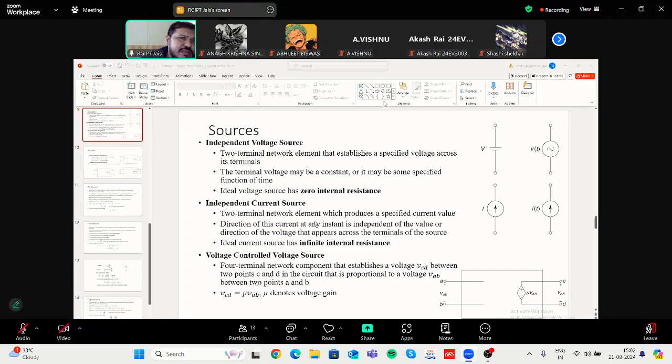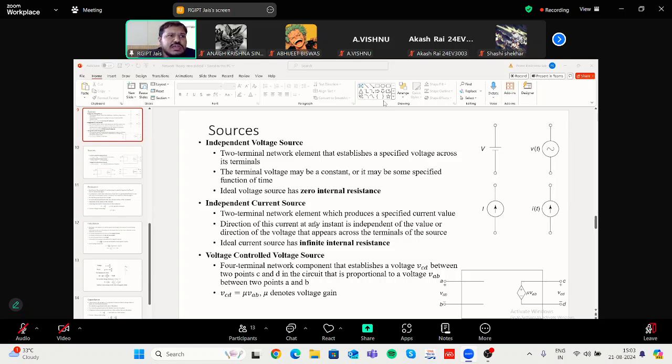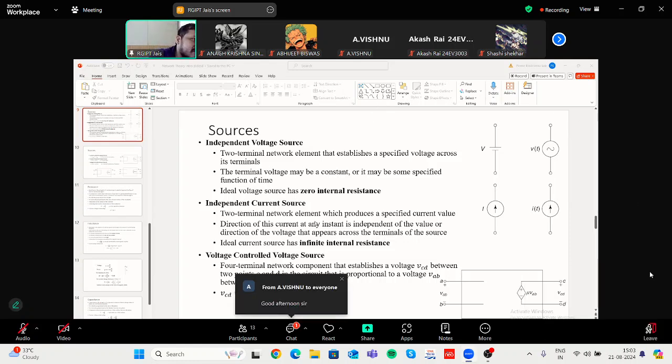But since I am talking about dependent sources, if it is a voltage source, it should be dependent on something. Again, if it is a current source, it should be dependent on something. So another two cases come, and in total four cases happen. It is a voltage source controlled by another voltage. It is a voltage source controlled by another current. It is a current source controlled by another voltage. It is a current source controlled by another current.